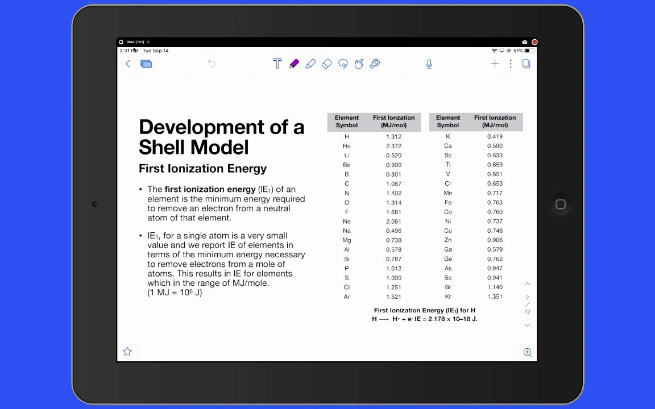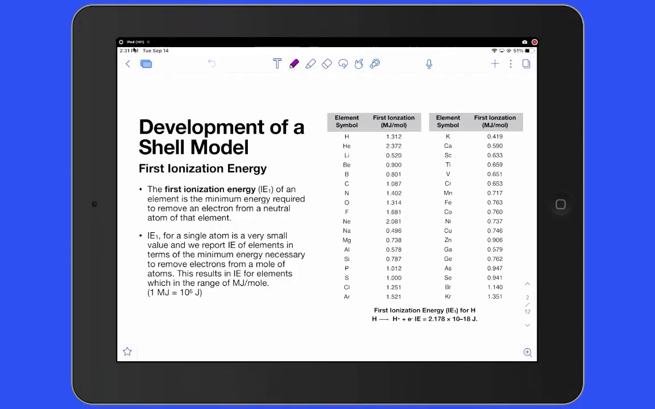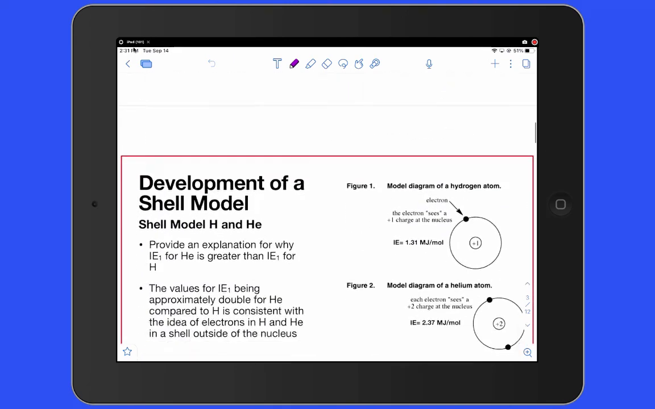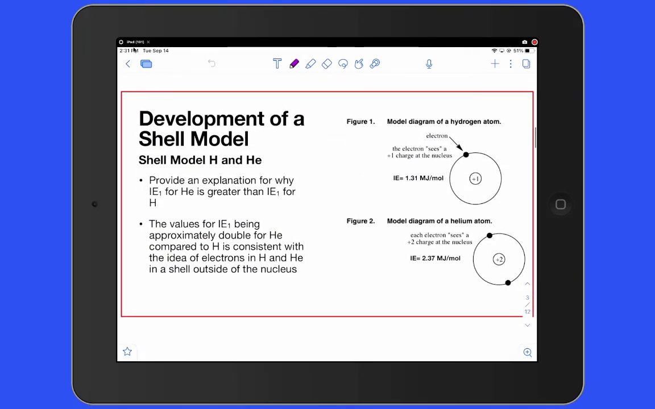Okay, so Bohr model. Hydrogen, helium. Provide an explanation for why the ionization energy for helium is greater than for hydrogen.